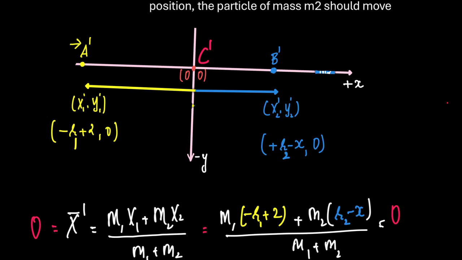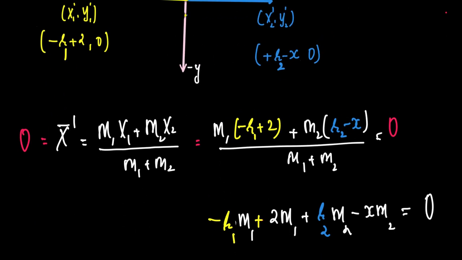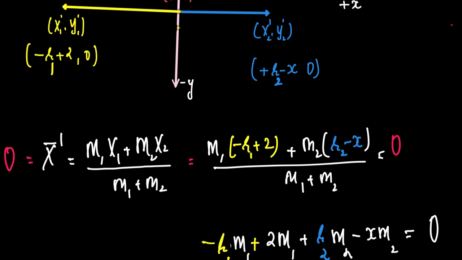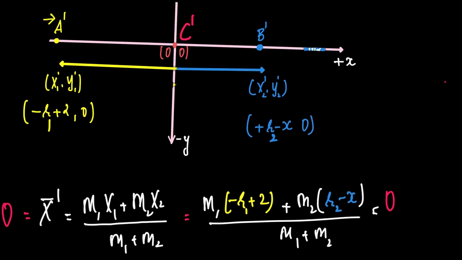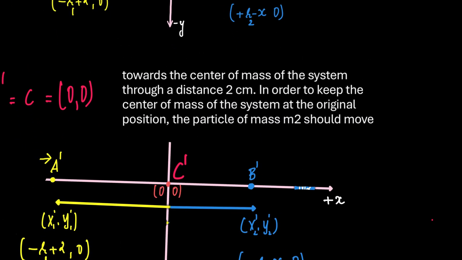So we derived two values of the coordinates, which is x1 dash as minus r1 plus 2 and x2 dash as plus r2 minus x, not x1, this is again x. Okay, keeping these coordinates in mind, what is x bar equal to? 0. Why? Because it is still at the origin. It's given to us as m1 x1 plus m2 x2 by m1 plus m2. And why is it still at the origin? Because it is given in the question that the center of mass is at the original position.